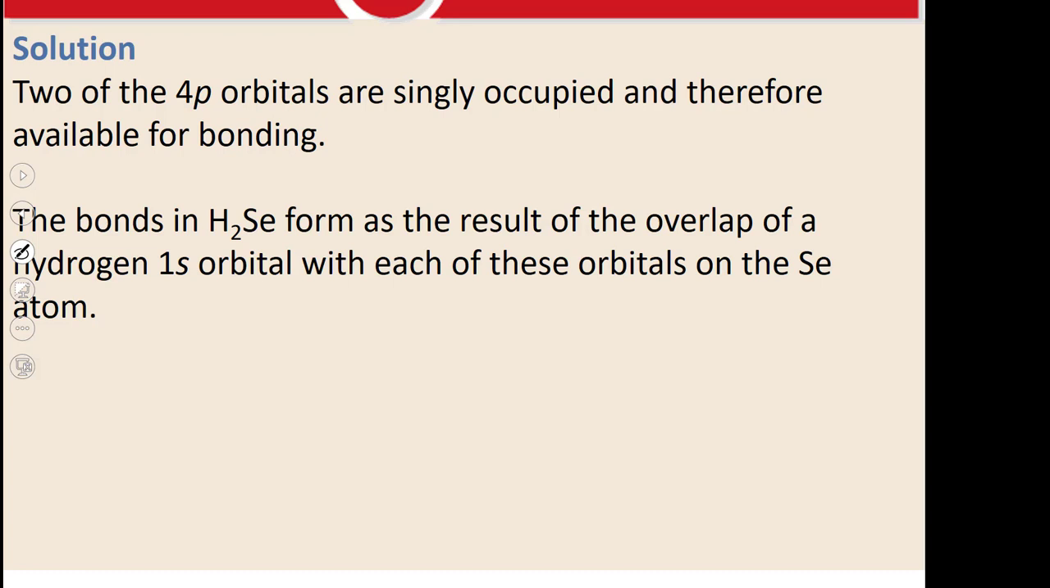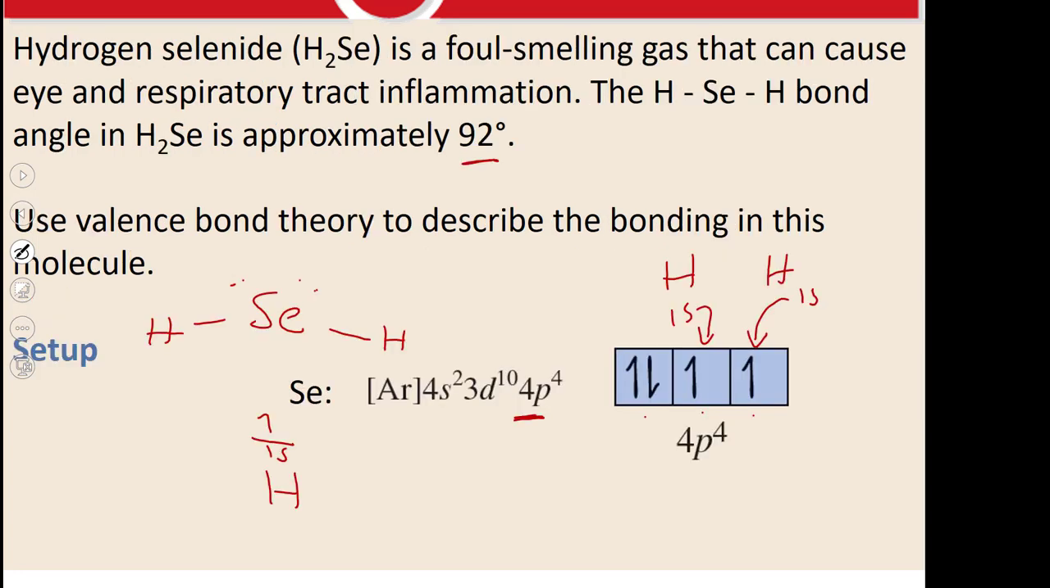So that's all I'm asking you for, basically. You don't even have to draw it. You would just say that the singly occupied 4p orbitals in the selenium will bond to the 1s orbitals on the hydrogen. That's all you have to tell me for this section.